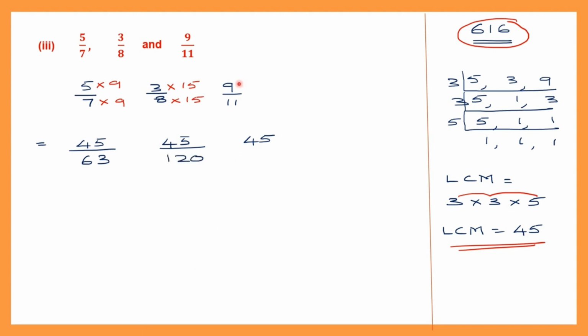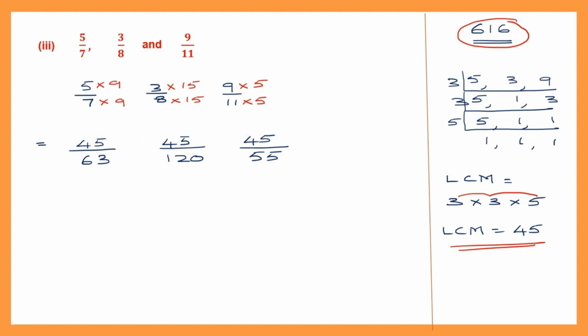Then let's go to the third numerator. 9 into what is 45? 9 into 5 is 45. So we multiply 11 also by 5. So 11 fives are 55. So now can you see all the numerators are the same, the denominators are all different. And we know that when numerators are the same, the smallest denominator, that is 55, will make this the biggest fraction. So this becomes the biggest fraction, okay, because the numerators are the same.